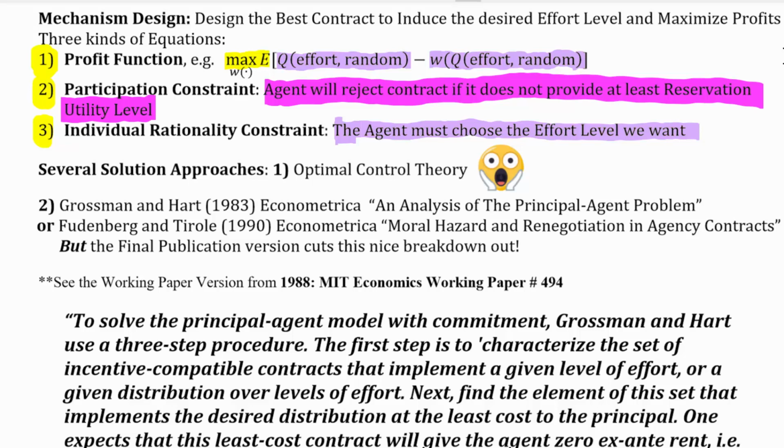This individual rationality constraint makes sure that we're offering the agent enough money and the situation is just right to where if we want them to provide high effort, they are going to provide high effort. If we want them to provide low effort, likewise. Now, there are a few different ways we could attempt to solve these kinds of problems.